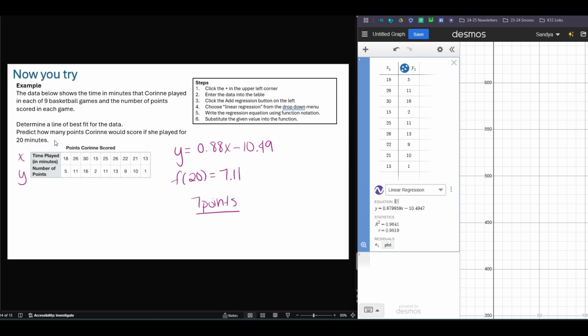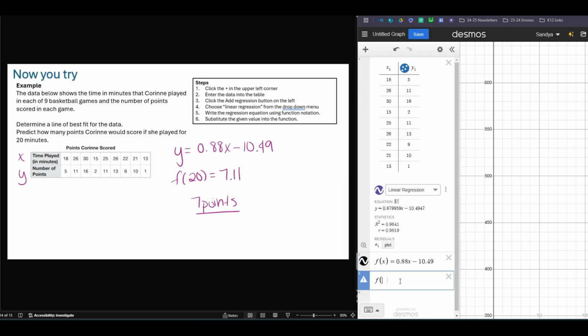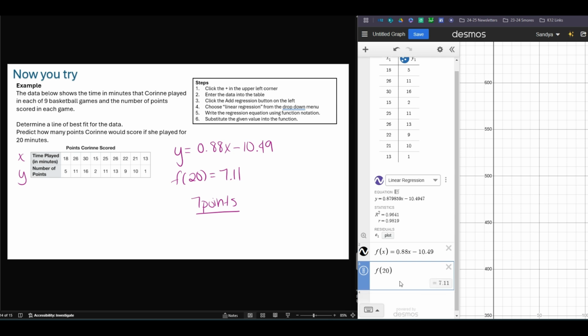So now I need to figure out how many points she would score if she played for 20 minutes. Once again, I'm going to replace y with f of x. So I have f of x equals 0.88x minus 10.49. And then I'm going to ask it to calculate f of 20. So how many points does she score if she plays for 20 minutes? It tells me 7.11, but I don't think you can score a decimal value in a basketball game. So I just rounded it to the nearest whole number, and that means she'll score 7 points.